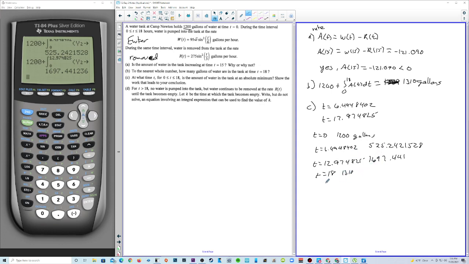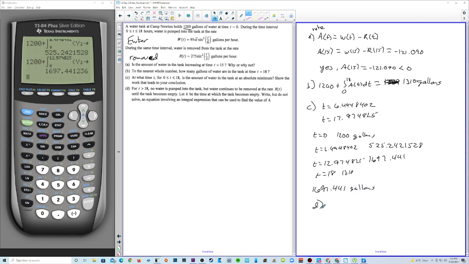Now, does it say round to the nearest, or at least for the amount of water in the tank at absolute minimum? It doesn't say round to the nearest, so we're going to go 3 decimal places. So 1,697.441 gallons.